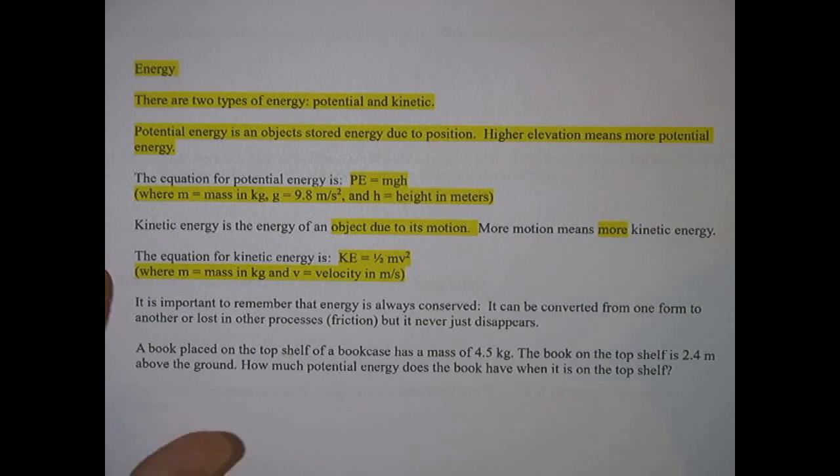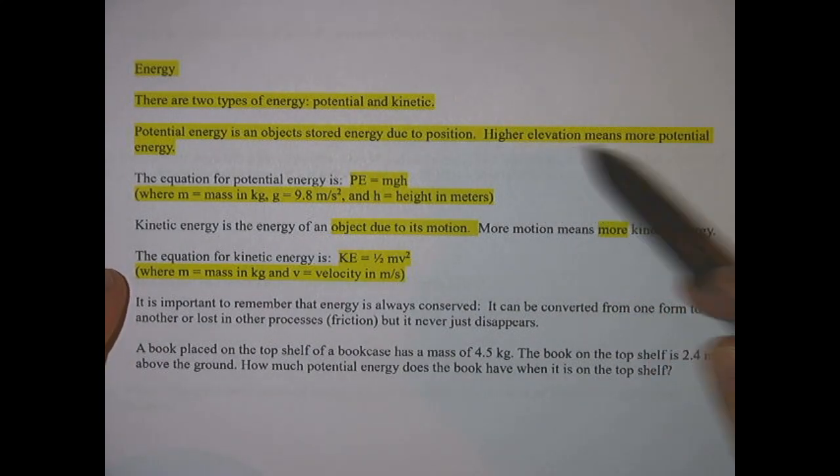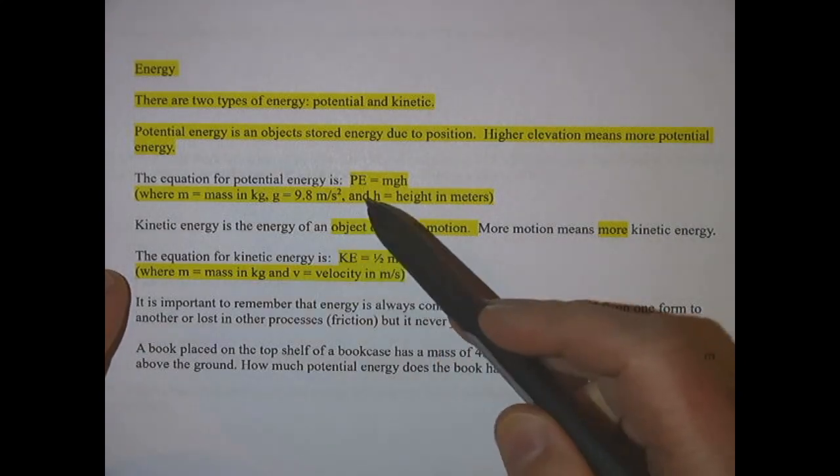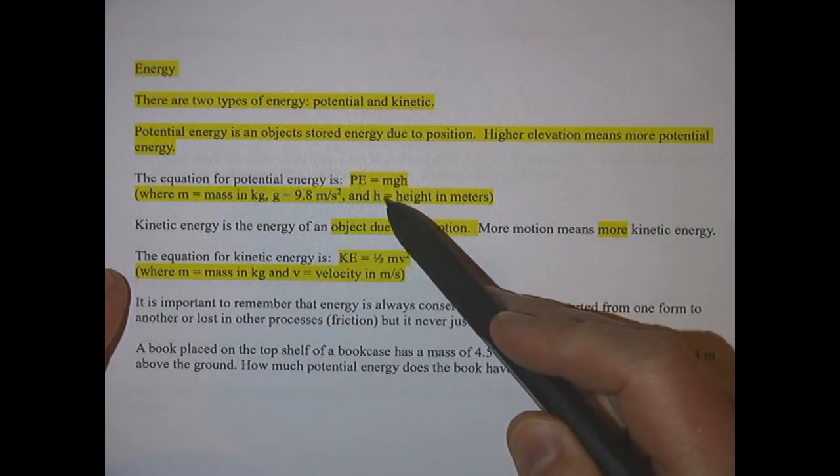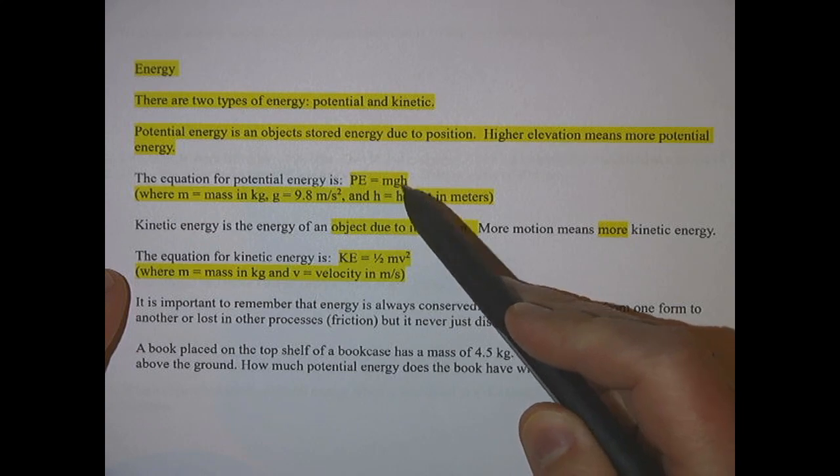Or like an apple that falls from a tree. When it falls, it hits you on the head. It has energy because it's up high above your head. So higher elevation means more potential energy. The equation is very straightforward. Potential energy is equal to mass times gravity times height in meters.